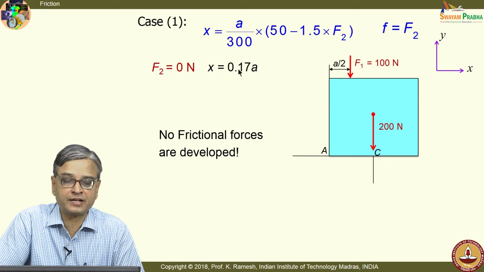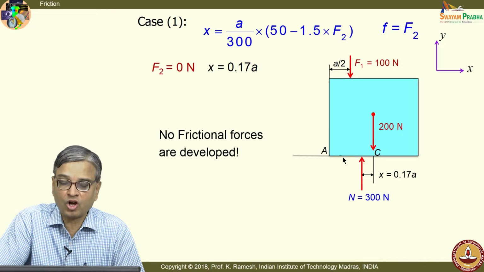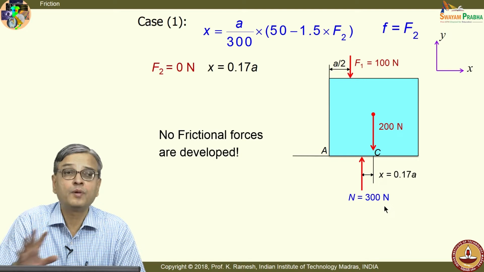Suppose I have this expression for x. I can find out the distance x, which turns out to be 0.17a, and your normal reaction will act only at this point. It will not pass through the centroid, and this would balance the moment equilibrium of the block. So, it is always determined from the moment equilibrium equation.